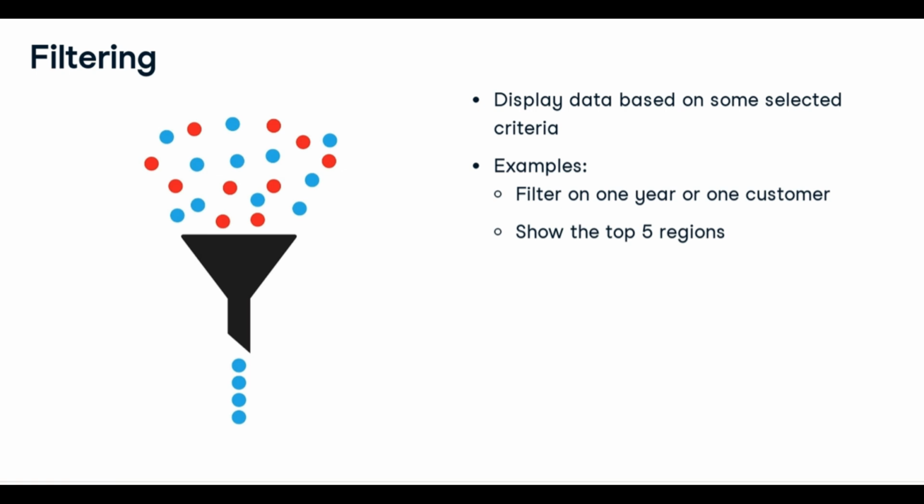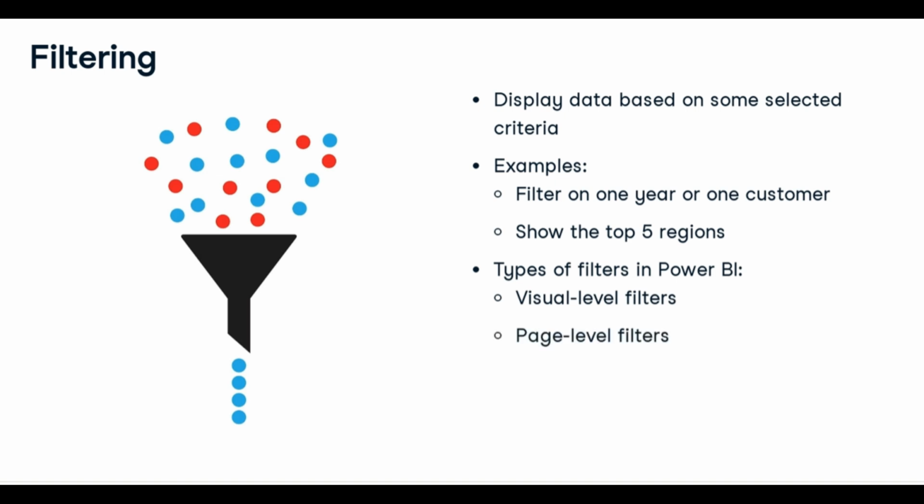You can apply filters on different levels in Power BI. Visual level filters are applied directly on individual visuals. Page level filters apply certain filters on a selected page within a report. Report level filters are filters that you use to apply a filter on the entire report.